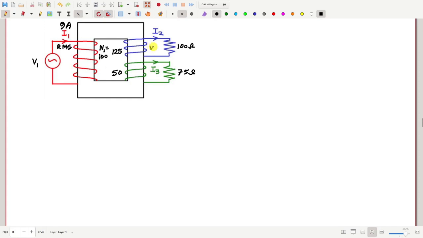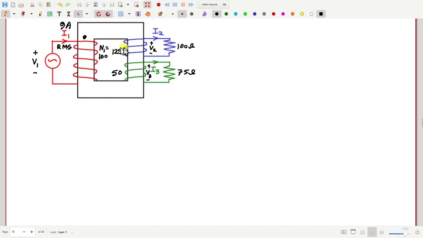If I call this voltage V2, plus, minus, and here V3, this is plus, this is minus, and V1 is like this, plus, minus. Before that, let us find out the dot positions, although that may not be necessary, but for our understanding. If I put a dot here for the first coil, where should the dot be for coil 2 and coil 3? Should it be on the upper side or the lower side?